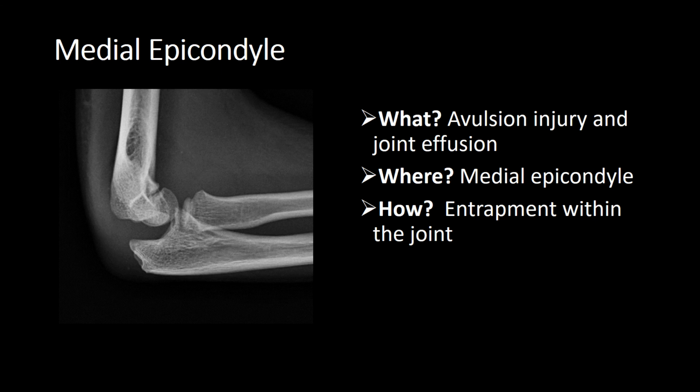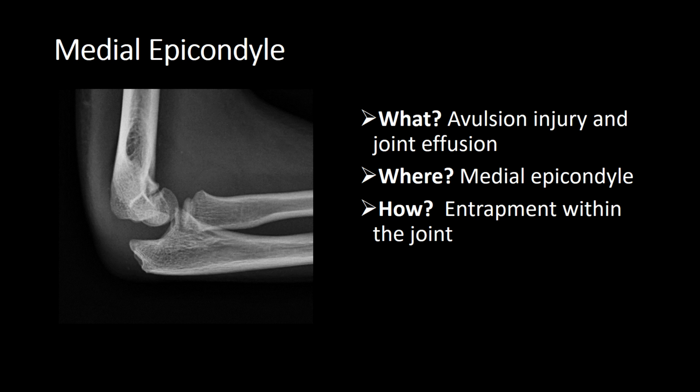On this single view, we can't actually see a fracture, and so therefore when we discuss the what, we need to make sure that we say that there is an avulsion injury because of the entrapped medial epicondyle, but we need to also mention that there is a joint effusion as well. If you have a very clearly demonstrated fracture within the intracapsular region of the elbow joint, you don't need to discuss a joint effusion because you've identified the abnormality.